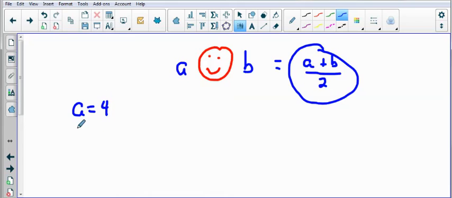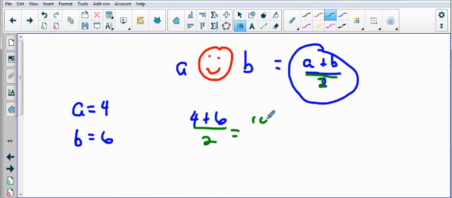So let's say A is equal to 4, and B is equal to 6. What do we do? Well, I need to add them together. 4 plus 6, and divide the whole thing by 2. Okay? Well, that's 4 plus 6. This is a group up here. This is a grouping symbol. 4 plus 6 is 10. 10 divided by 2 is 5. So A smiley face B means you add A and B together and you divide it by 2. So that's just an example.